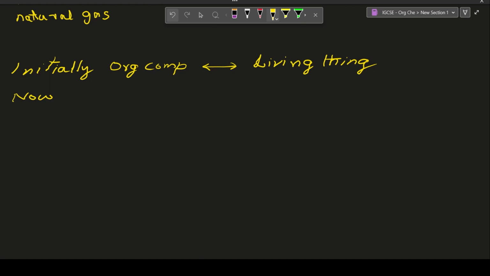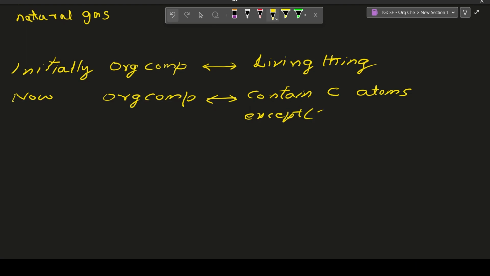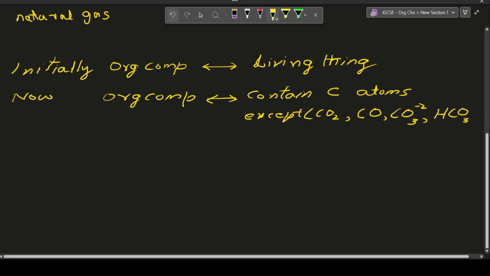Now organic compounds contain carbon atoms, but there are a few exceptions, because carbon dioxide also contains a carbon atom, but it is not an organic compound. Carbon monoxide is also an exception. It's not an organic compound. All the carbonates, like sodium carbonate and calcium carbonate, are not organic compounds. All bicarbonates are also not organic compounds.